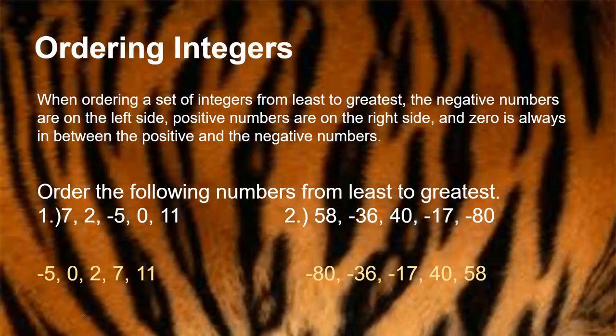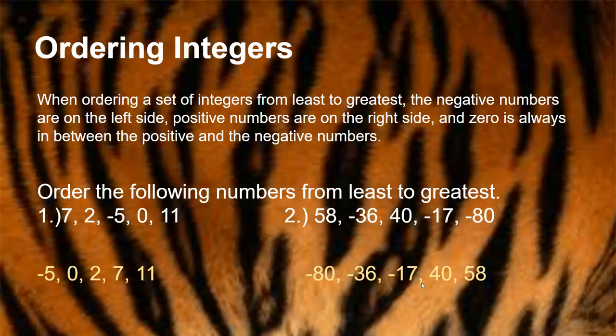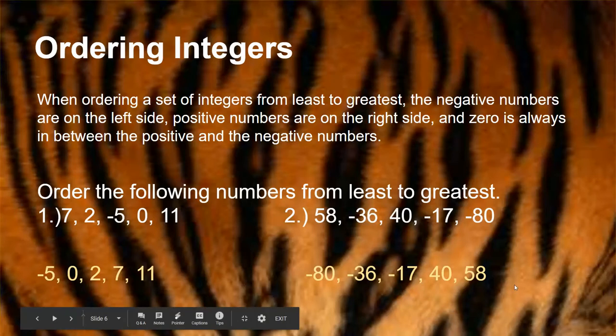On number 2, there are 3 negative numbers. Whichever one is the furthest left, or the largest negative, meaning -80, comes first, followed by -36, then -17. Then we go to the positive numbers, 40, 58.